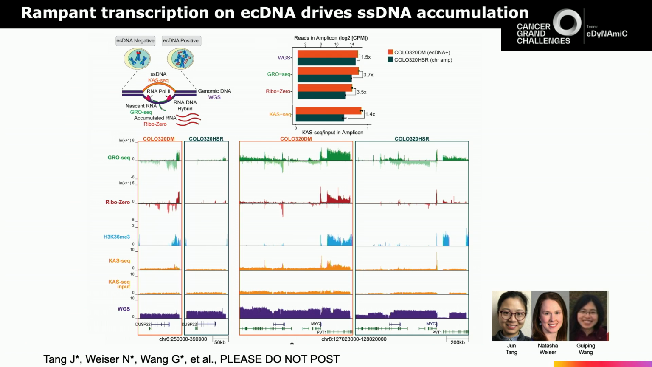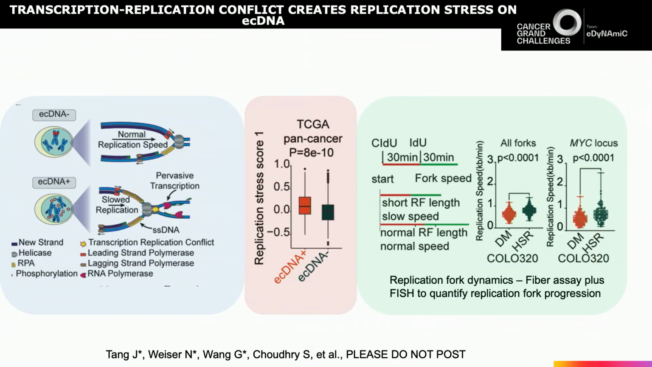If you look at the bottom and you see those tracks, you can also appreciate that there's these single-stranded DNA regions that you have on the extrachromosomal DNA particles. So all of this suggests that this ramped transcription is driving the accumulation of single-stranded DNA. So you would predict then that this would lead to a ton of replication stress. So first we just looked widely and we looked at the Cancer Genome Atlas samples and used two different signatures.